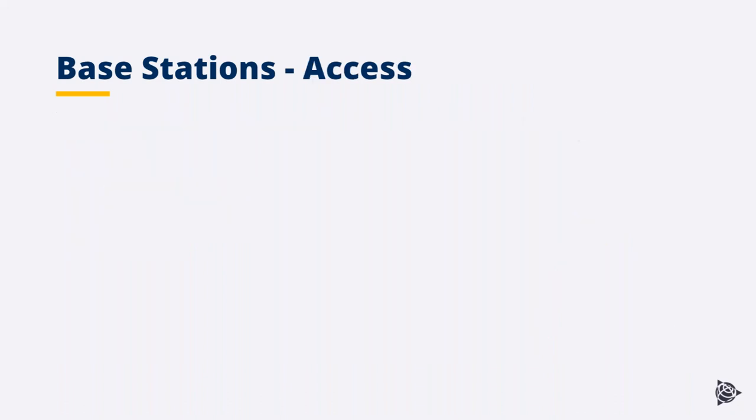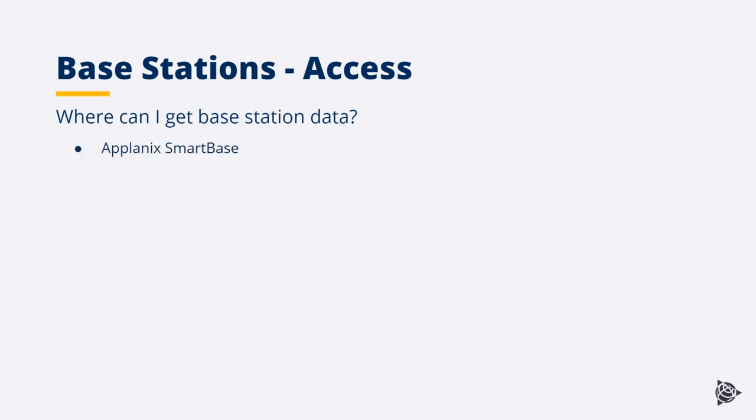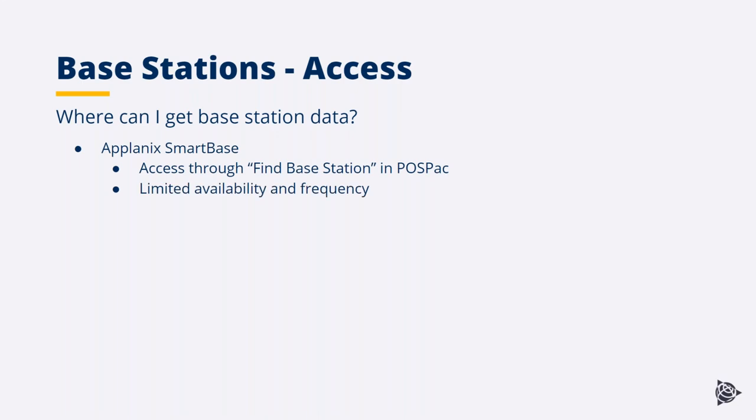The first thing is the access. So where can I get base station data? First option is using the Applanix Smart Base database. This is the tool you can access through Find Base Station in Postback. I would personally say that this is not my first option because the base stations in this database are sometimes quite limited in geographical availability. So it might be that you don't have a base station close enough. Also, some of the base stations in this database do not give us dense enough frequency of data.